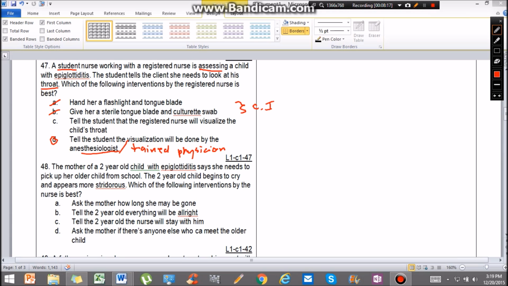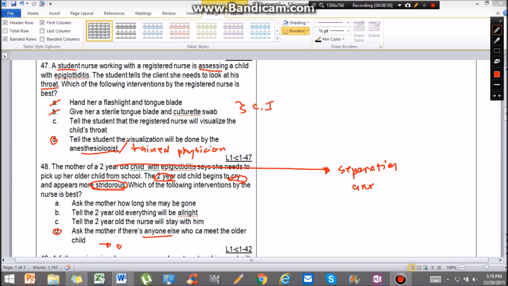So remember in this situation that the 2-year-old child will have more stridor if he cries. If he or she cries, the more stridorous. And remember in the concept of pediatric developmental stages, a 2-year-old has separation anxiety. Now, if the mother leaves, of course, the child will cry, and like I said, if the client cries, the more stridorous. Therefore, the best answer here would be D. Ask if someone else can meet the child.